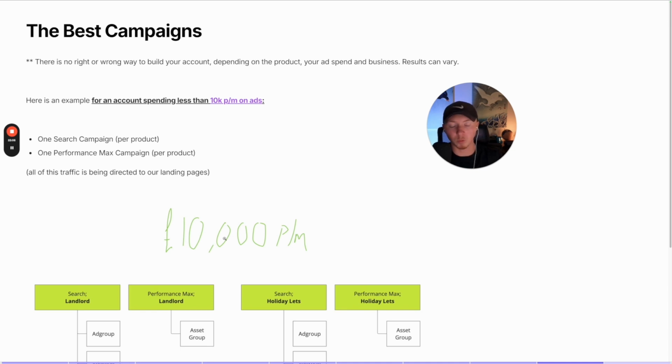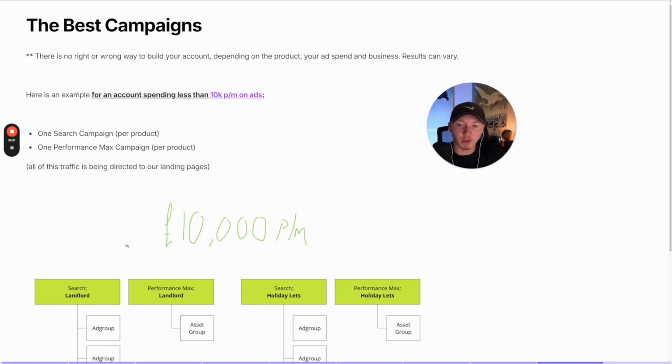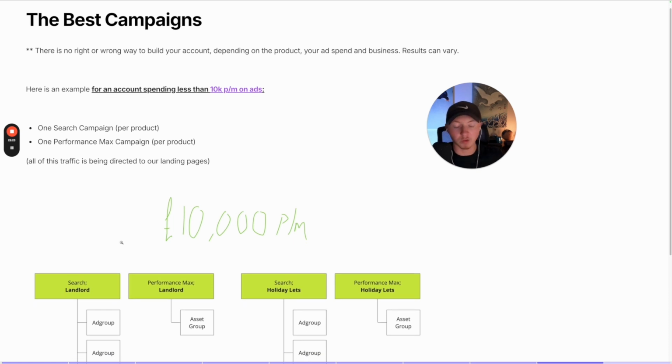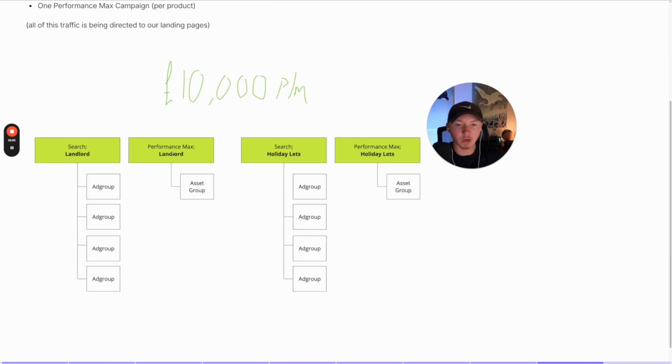This is the format that we implement for our clients to be able to start them off before we start making those optimizations and building on top of it. We're doing one search campaign per product, and we're doing one Performance Max campaign per product. So all of this, the traffic is then directed to these landing pages that we've built. So let's just say we're doing landlord insurance and holiday let insurance. We'd have a £10,000 per month budget, for example.